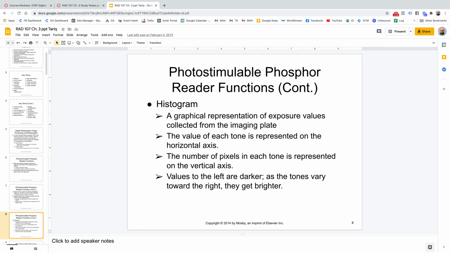Histogram, very important term. What's a histogram? A histogram is a graphical representation of exposure values collected by the imaging plate. The imaging plate is going to collect the exposure values based on your X-ray and attenuation and all that, and a histogram represents those values on a graph. The value of each tone is represented on the horizontal axis, and the number of pixels in each tone is represented on the vertical axis. The values to the left are darker, and as the tones vary towards the right, they get brighter.